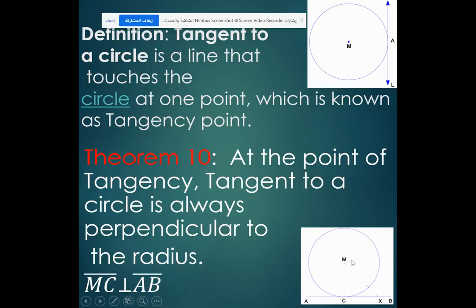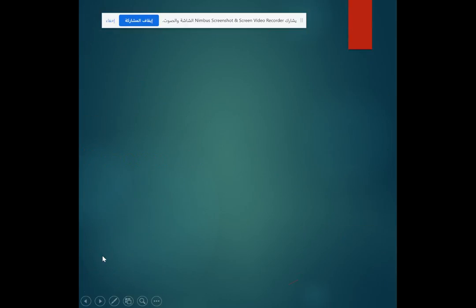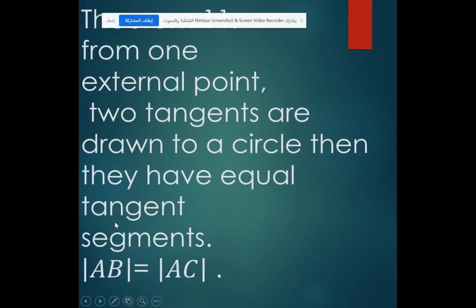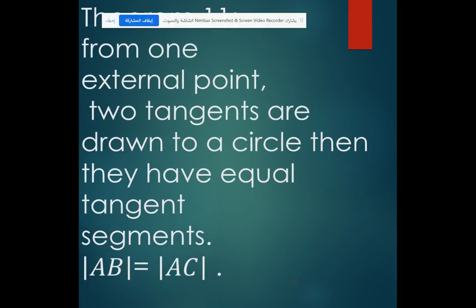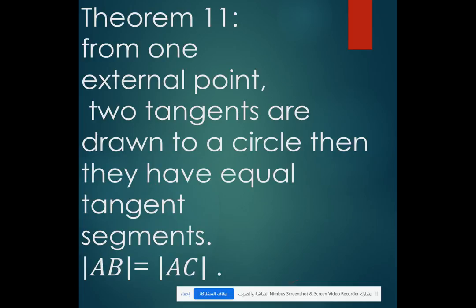Now you have a circle called M, and this radius is perpendicular to the tangent AB. Or you can say that the tangent AB is perpendicular to the radius, and sometimes to the diameter. It can be written in that way, the line MC perpendicular to the line AB. This is the radius perpendicular to the tangent, or you can read it, the tangent perpendicular to the radius. Now let's have some examples, and after that we are going to take theorem number 11.